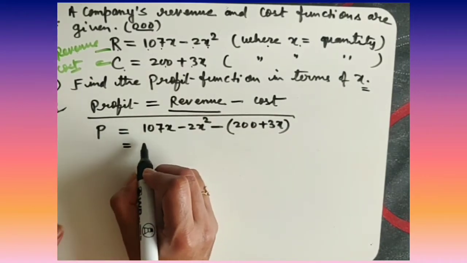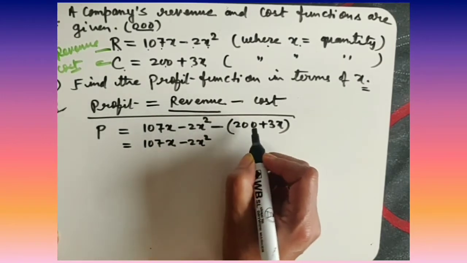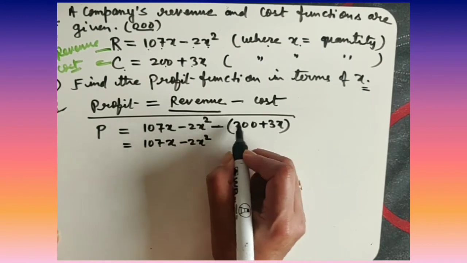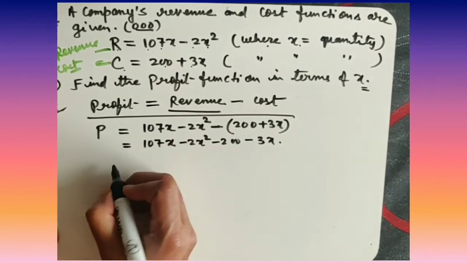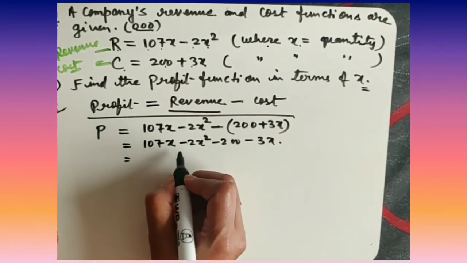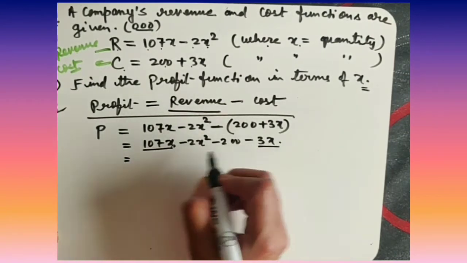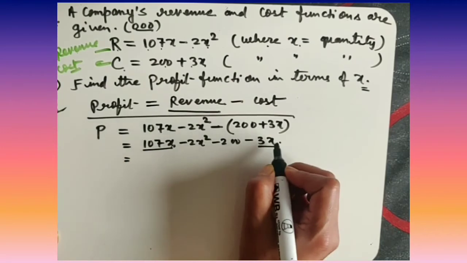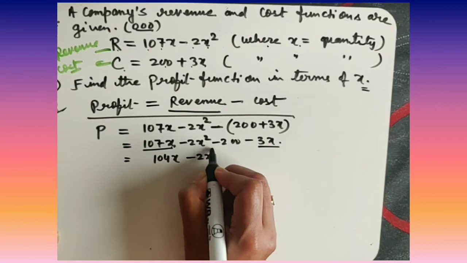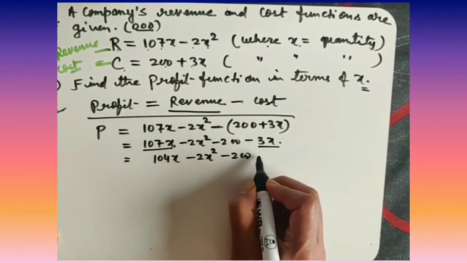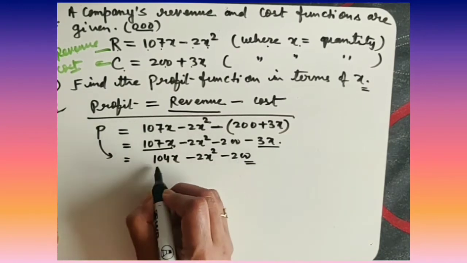Let us simplify this. 107x minus 2x square, and open the bracket and multiply by minus. So this will be minus 200 minus 3x. 107x and minus 3x are like terms, x and x. So this will be 107x minus 3x, which is 104x. Then minus 2x square and minus 200.